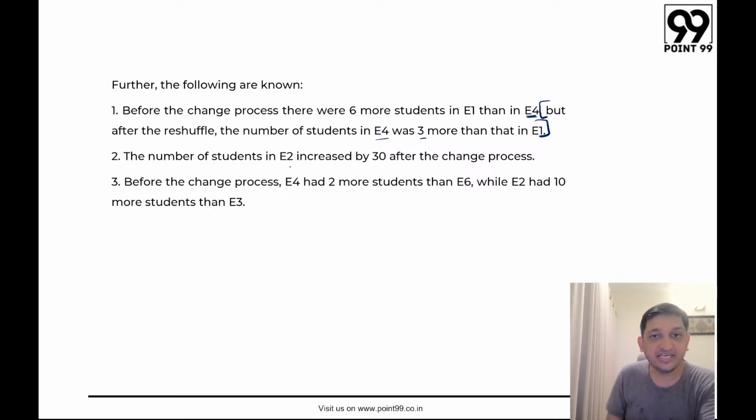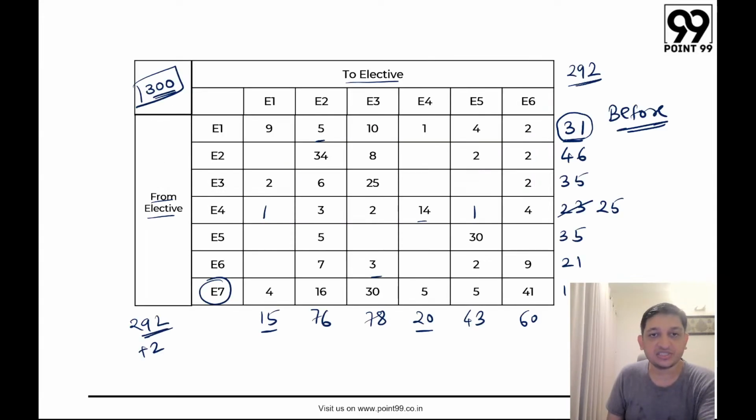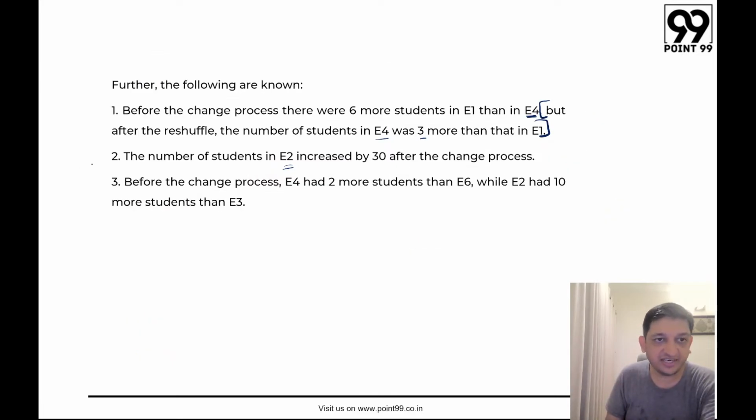The number of students in E2 increased by 30 after the change process. So E2 में there were 46 people earlier and these 2 gaps were there. And E2 में there are 76 people later and there are no gaps here. So this is the final status of E2. There cannot be any other person who gets added to E2. So 76 is definitely the final outcome. So 76 minus 30, 46 should have been the initial outcome, which basically means that there is nothing present in these 2 boxes. So this we have taken care of. First point we have taken care of half of it.